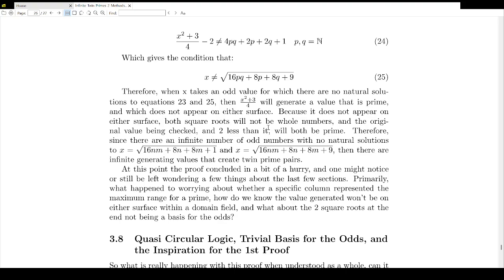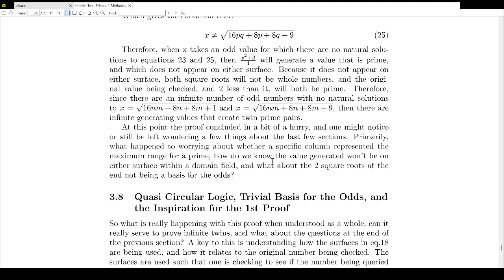And again, this was a rewrite when I put these two proofs in one paper just to have it all collected. And I had the second proof years later. And I said at this point, the proof concluded in a bit of a hurry. And one might notice or still be left wondering a few things about the last few sections. Primarily, and these are things that we'll get into here.